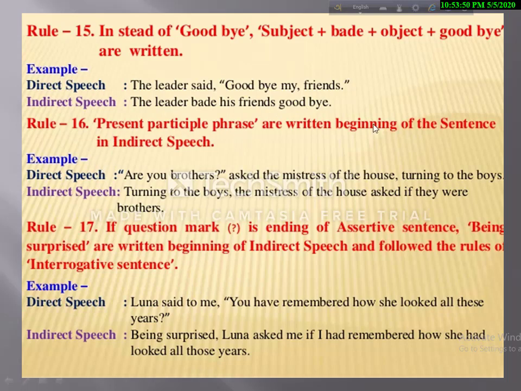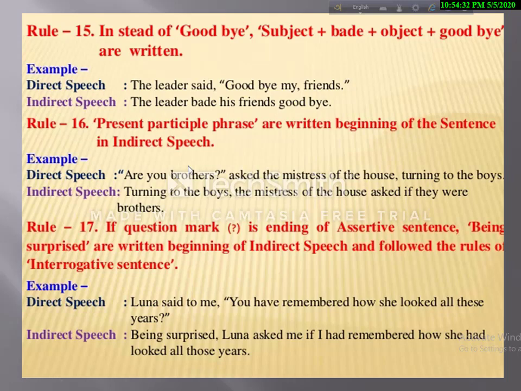Present participle phrases are written at the beginning of the sentence. Sometimes you will get present participle phrases written with the reporting verb, and you shouldn't make any signs, because it is a part of the reporting verb and you will have to write it at the beginning of the sentence. Like, are you brothers? asked the mistress of the house, turning to the boys. So we will write this present participle phrase at the beginning, like turning to the boys, the mistress of the house asked if they were brothers.